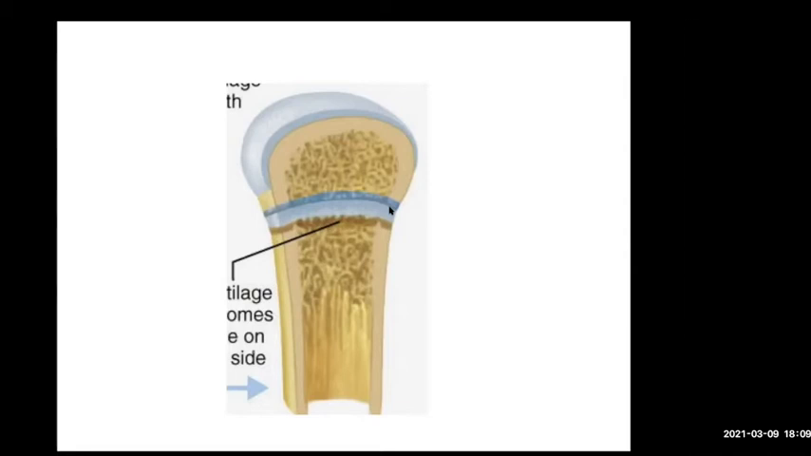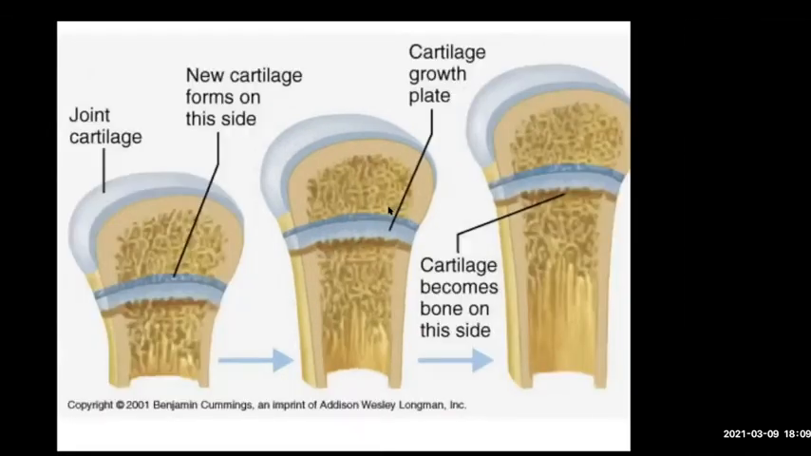All right, are there any questions on how that whole process of interstitial growth works? And this is the whole thing. New cartilage forms on this side, right? Cartilage becomes bone on the other side.